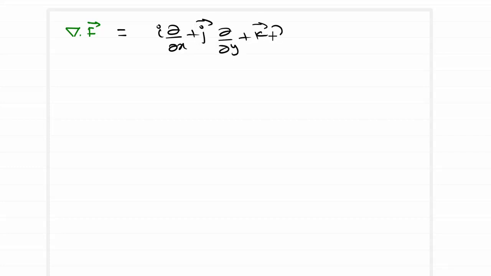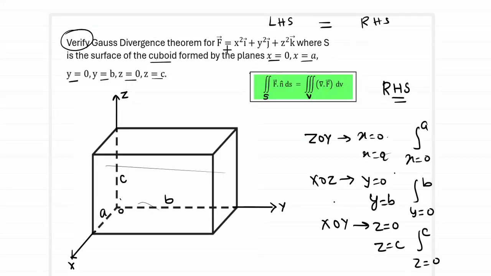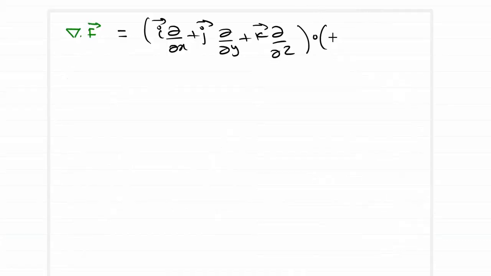Okay, now we will evaluate what is there in the right hand side. What we want is del dot F. What is our del? Del is nothing but i ∂/∂x plus j ∂/∂y plus k ∂/∂z. So this is my del. I am taking the dot product with the F vector. What has been given as the F vector in the question? x squared i plus y squared j plus z squared k. So let me take the dot product with x squared i plus y squared j plus z squared k.